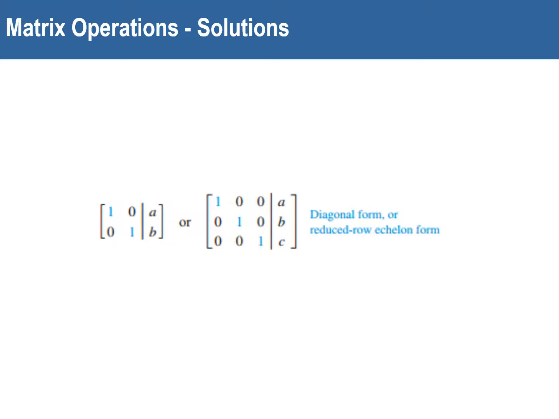And you see, this is really nice because when we have this, we can easily see that A is equal to 1 and B is equal to 1. A is equal to 1 in these cases, B is equal to 1, and C is equal to 1.